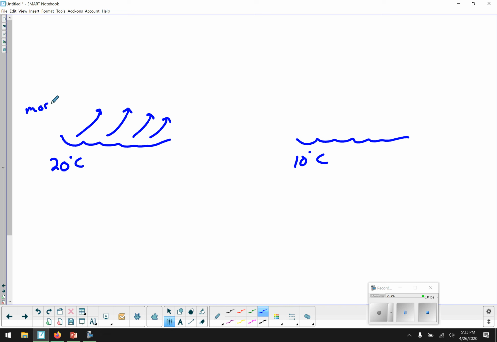So more evaporation, and with more evaporation, also the solubility of O2 is lower. So let's say we have O2. You can have less O2 because more of the O2 is going to leave. So the O2 is going to come out.